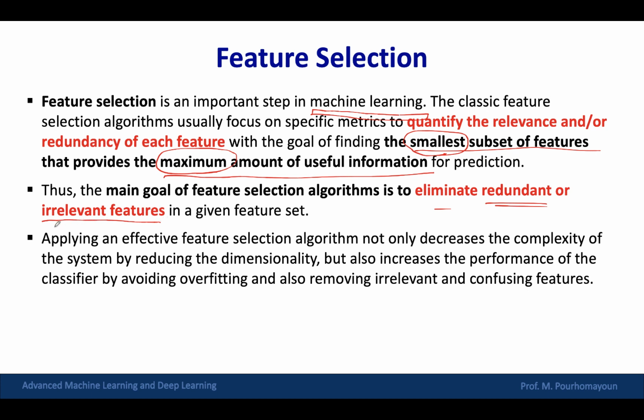So maybe there is a feature that does not provide any information about the value of the house, so I don't want it. Or maybe I have another feature which is equivalent to that, so I don't want that too. Okay, so applying that will decrease the complexity of your system and improve the accuracy. We will talk about this.